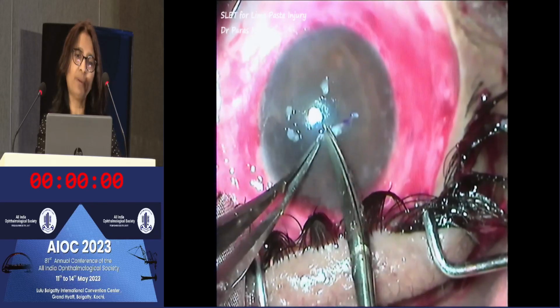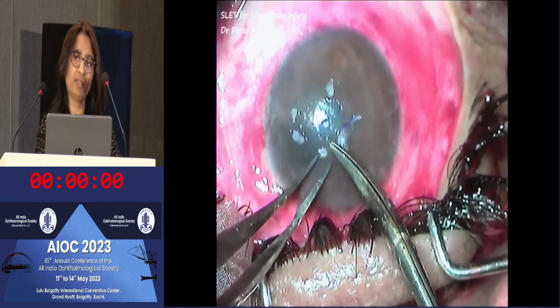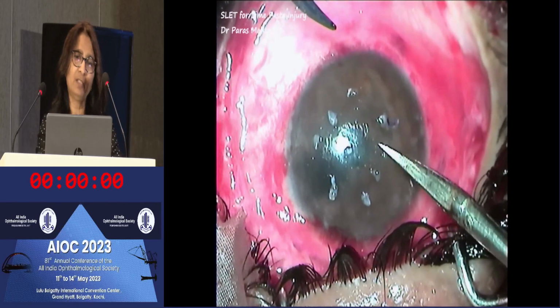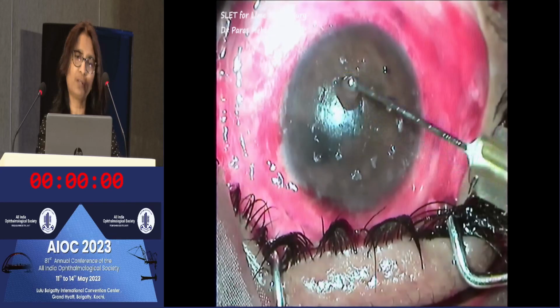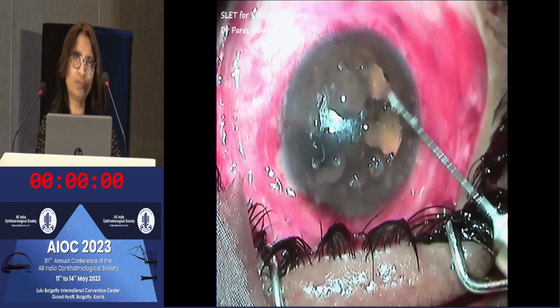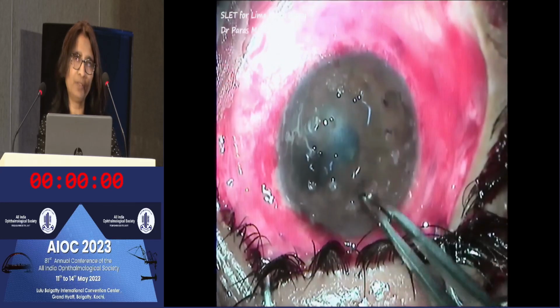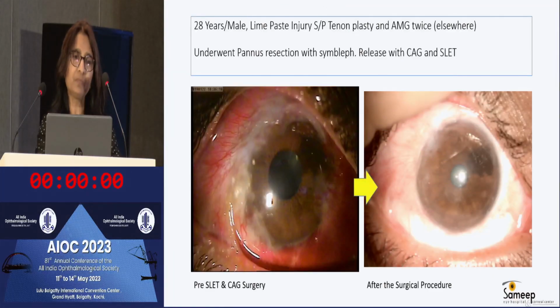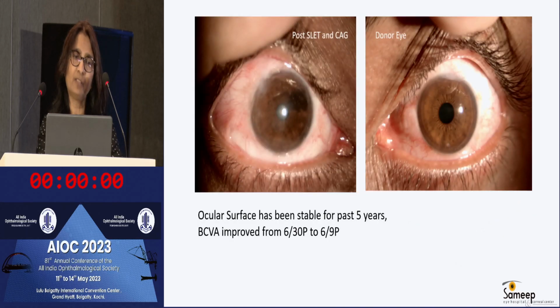And then now the limbal biopsy tissue is divided into almost 8 to 10 to 12 pieces, and then it is placed in such a manner that you have 2 circles, and then that is fixed onto the cornea with the tissue adhesive fibrin glue, both the components one after the other, and then a bandage contact lens is placed. So these are the post-op pictures. You can see that pre-op and post-op, the patient improved very well. This is the donor eye, and on the left-hand side, the recipient eye. The ocular surface has been stable for the past 5 years, and BCVA improved from 6/30 to 6/9, as you can see here.